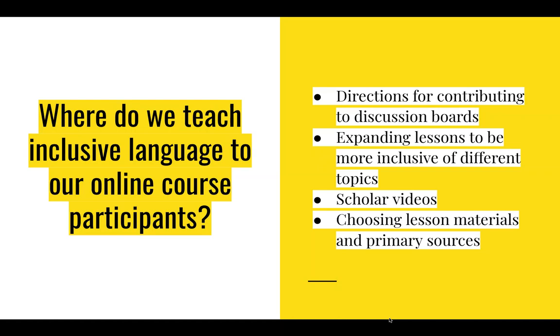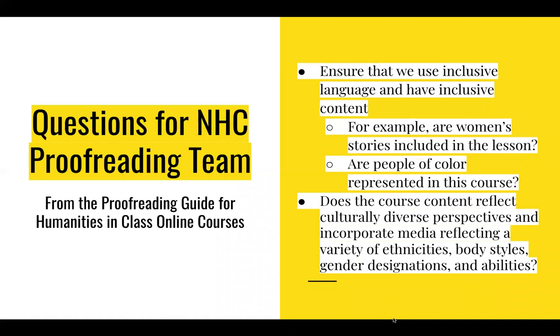We can achieve this updated language in the courses because of our proofreading team, as I mentioned. Although I mentioned earlier that our proofreading team is essential to reading our courses for both editorial relevance and diversity, equity, and inclusion concerns, when thinking about our inclusive language, our proofreading guide considers questions and prompts that ensure that we use inclusive language and have inclusive content. For example, are women's stories included in the lesson? Are people of color represented in this course? Does this course content reflect culturally diverse perspectives and incorporate media reflecting a variety of ethnicities, body styles, gender designations, and abilities?